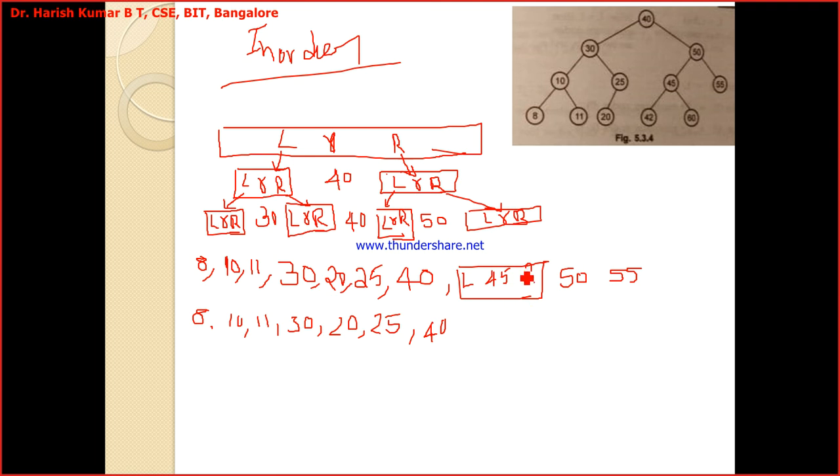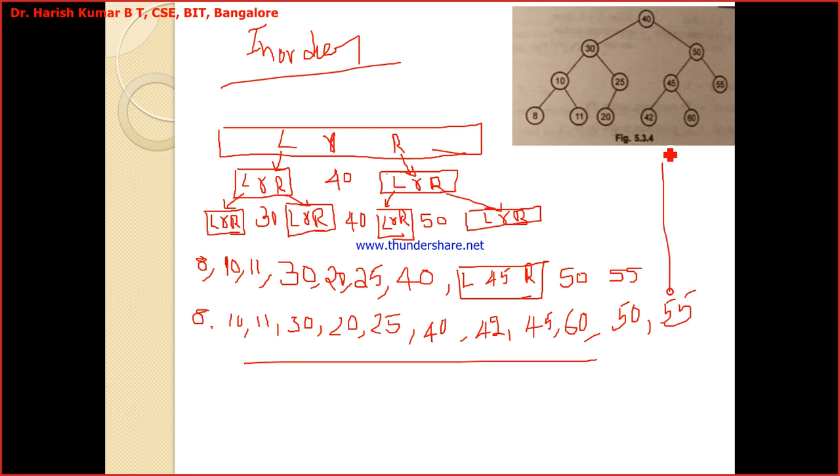Now, is there a left subtree for 45? Yes, sir, that is 42. This is the only node, correct? Now before 45 what should come? 42, and then 45. Is there a right subtree for 45? Yes, sir. 60, and then 50, and then 55. This is the Inorder Traversal of this tree.